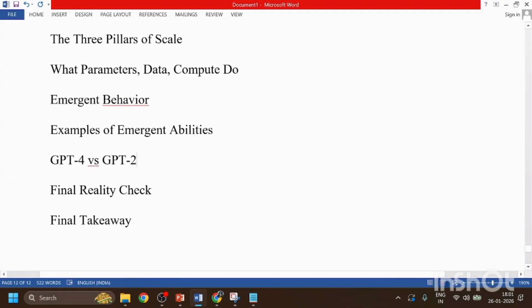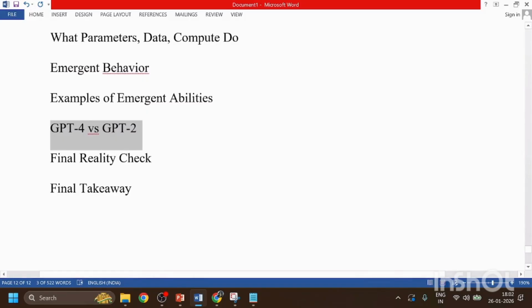Next point is GPT-4 versus GPT-2. GPT-4 is not smarter because it understands like a human. It feels smarter because it is larger, trained on more data, and has better alignment. So the core architecture is still the same transformer. Now we can see the final reality check.